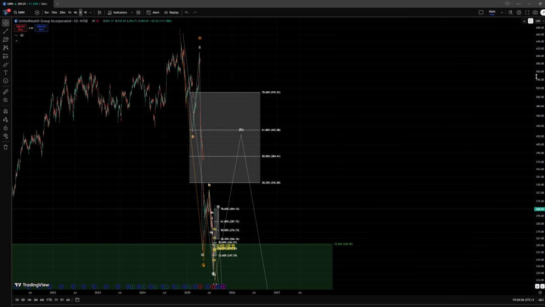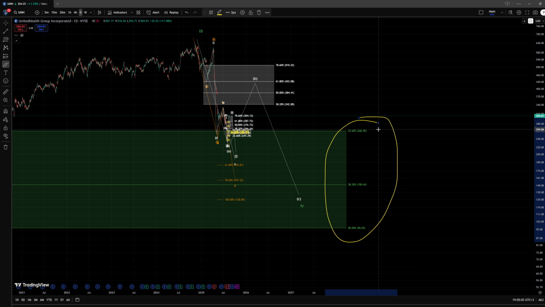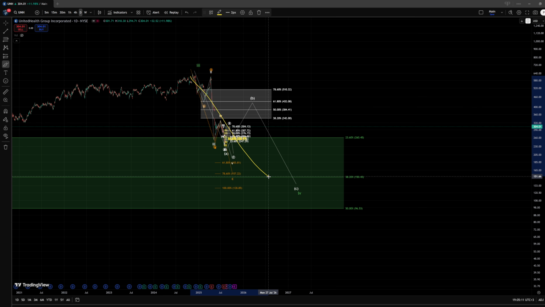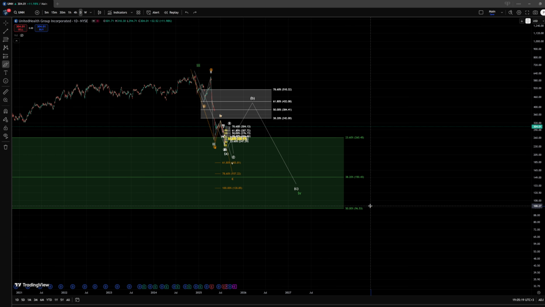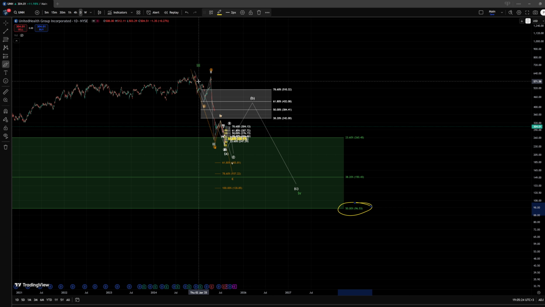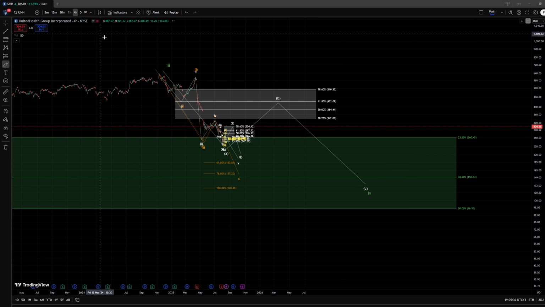Now within this fourth wave we expect to find a reversal from somewhere in this green support zone between $260.5 down to around $96.5, and after we find support in this area we expect a reversal to the upside to new all-time highs in the fifth wave. Now if we actually break below the 50% retracement level, and that's a pretty bold assumption, we are still quite far from it, we do have a fallback scenario, but for now we will keep focusing on what we have at hand.